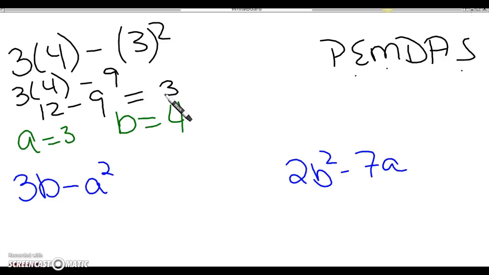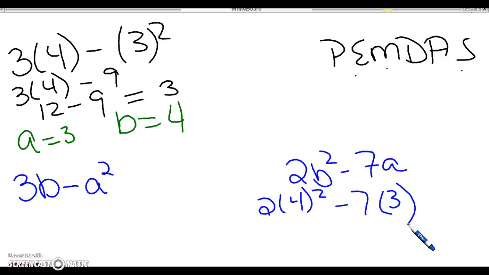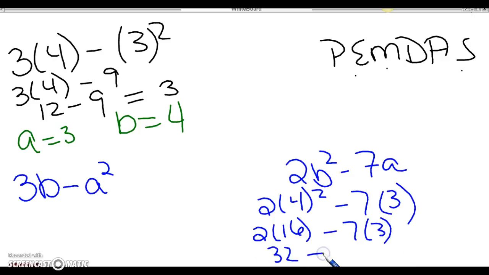Okay, now we'll look at part B. The first thing I'm going to do is plug in my numbers. So I have 2 times b, which is 4, squared, minus 7 times 3. The first thing I'm going to do is my exponent, so 4 squared is 16. So I have 2 times 16 minus 7 times 3. The next thing I'm going to do is multiply. So 2 times 16 is 32, minus 7 times 3, which is 21.